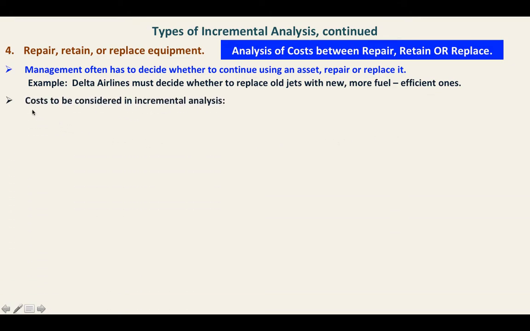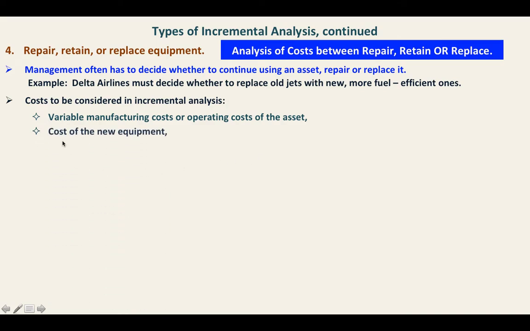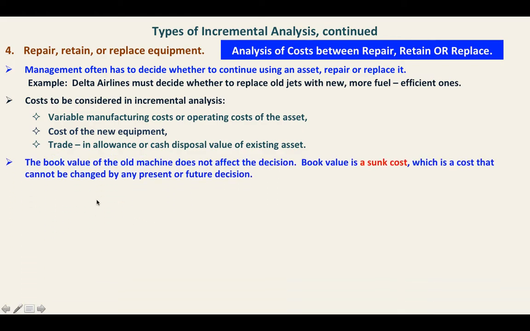So, the costs to be considered in incremental analysis are the variable manufacturing cost or operating cost of the asset, okay? The cost of the new equipment, the trade-in allowance or cash disposal value of the existing asset. Trade-in allowance is how much the value of your current asset is if you are going to sell it, meaning trade it, okay? So that is the cash disposal value or the trade-in allowance.